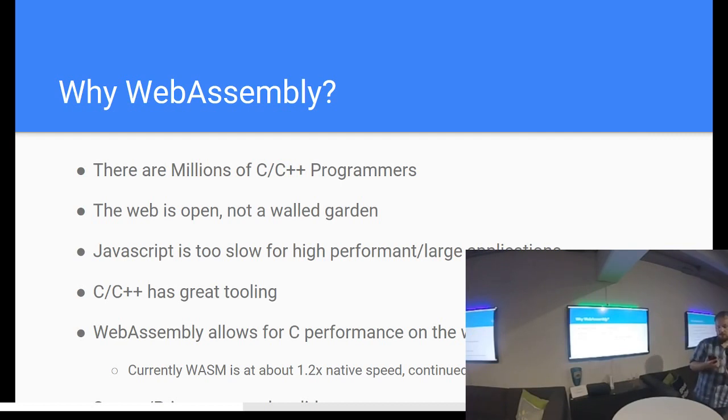WebAssembly has, like I said, near native performance. It's currently at about 1.2 times the speed of native, which is pretty close. It's constantly being optimized, so it's going to get faster and faster as time goes on. Mozilla is kind of dragging it forward, but Google, the V8 engine, as well as the Chakra engine on the Edge side, they're constantly optimizing it.